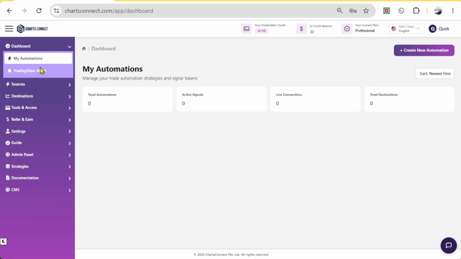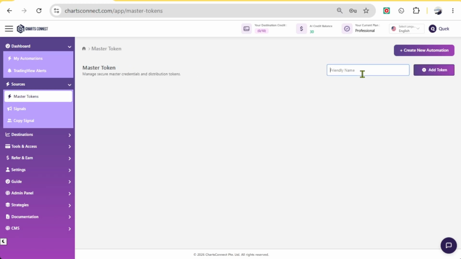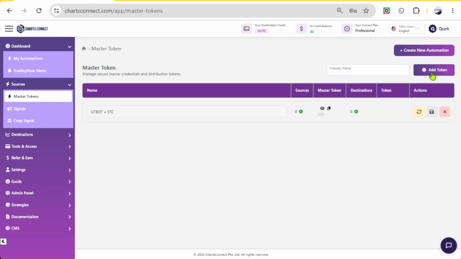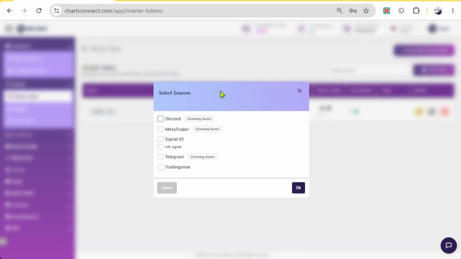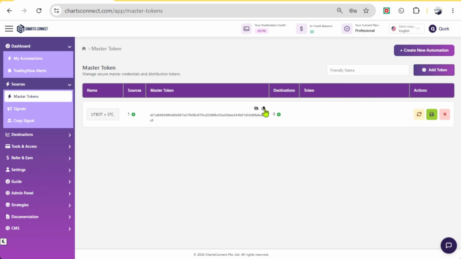In the ChartsConnect dashboard, go to Sources and select Master Token. Over here, give your strategy a name for you to remember. So I'm going to name it UT Bot STC. Click Add Token. Select your source. This alert will be coming from TradingView. So you just check TradingView and your master token is created. You can see it over here. Copy this master token by clicking on this button.